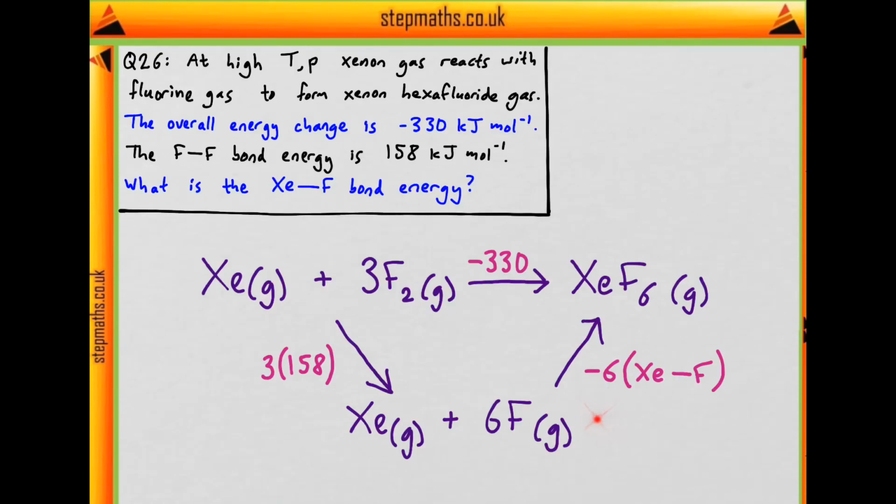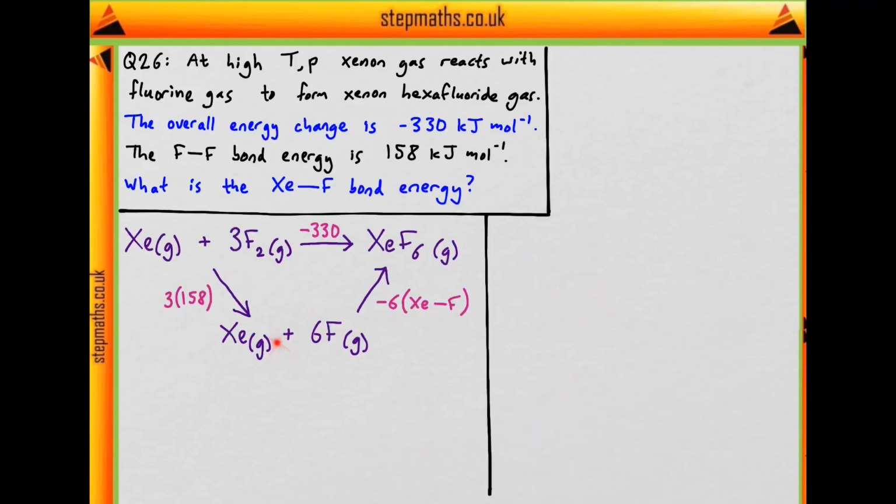So what can we do with this cycle? Well, what does Hess's law tell us? We know that the energy change for a process is independent of the route taken. So equally, this path is the same energy as this path. So how can we use this? Well, if we use our numbers, we can say that minus 330 is equal to 3 times 158 minus 6 times the xenon-fluorine bond.